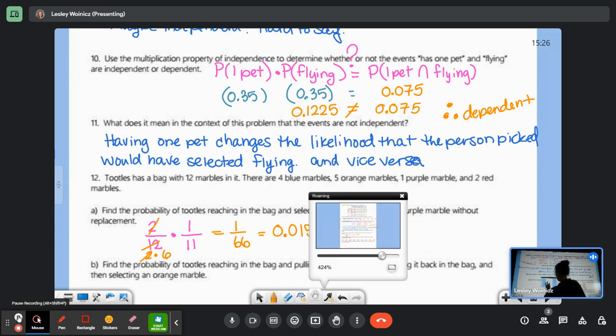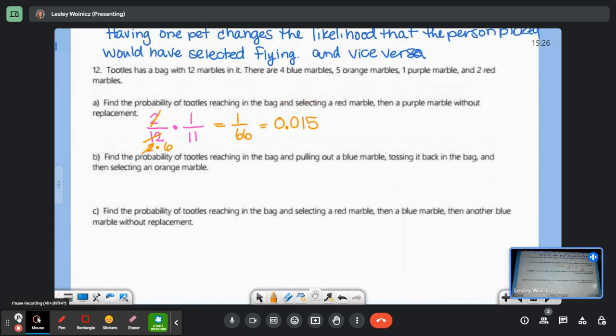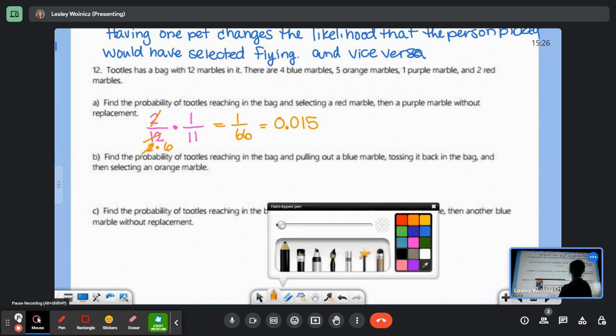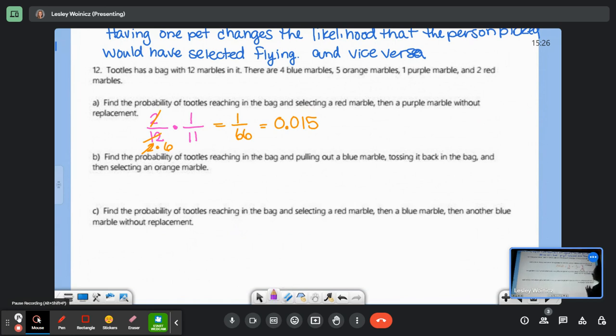Okay, find the probability of Toodles reaching in the bag and pulling out a blue marble, tossing it back in the bag, and selecting an orange marble. So how many marbles in the bag to start out with? 12. How many blue marbles? 4. How many marbles in the bag the second time? Careful, you put it back. If he tosses it back, he's got 12 marbles again. How many of those are orange? 5.